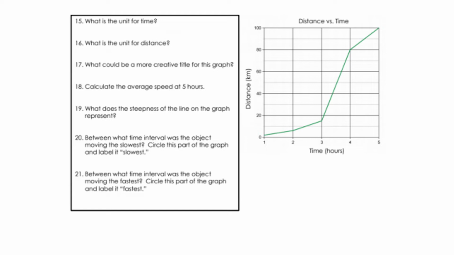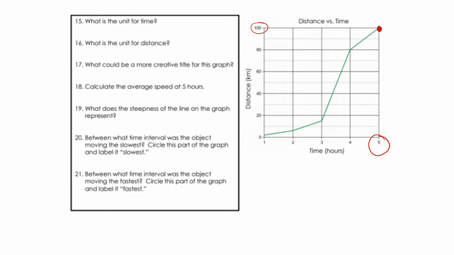What could be a more creative title for this graph? That's up to you, whatever you want to title it. And then number 18 says calculate the average speed at 5 hours. So I'm going to go ahead and write on my graph at 5 hours. Here is where I'm at for 5 hours, and we talked about this before. My time is 5 and my distance is 100. So distance divided by time. That's how you're going to calculate the average speed for the entire trip.